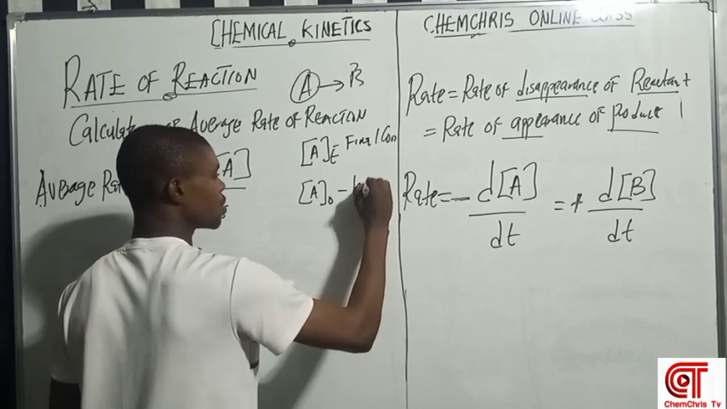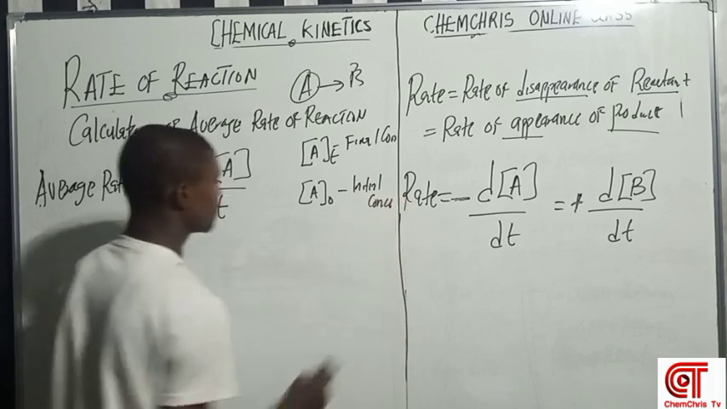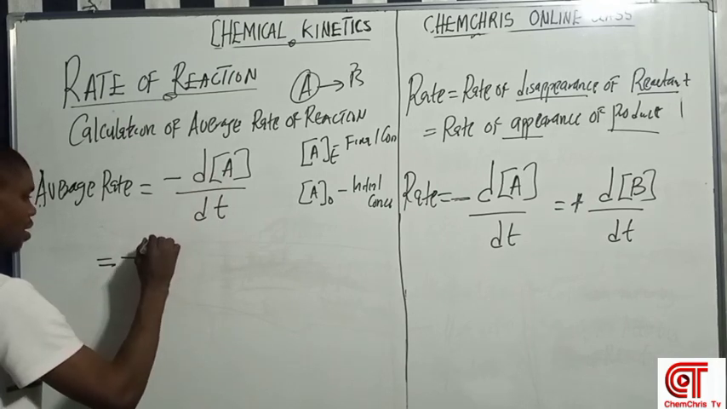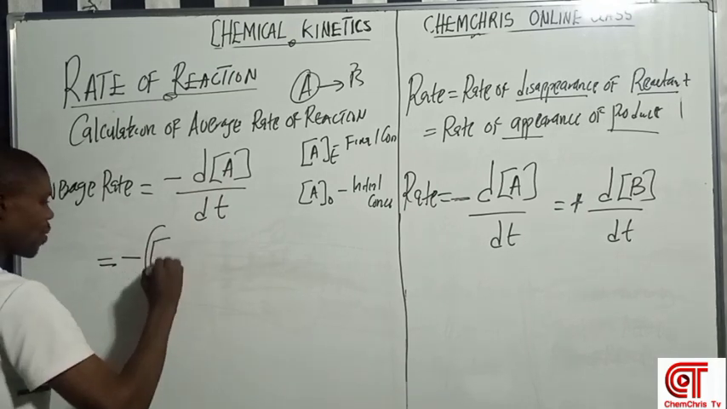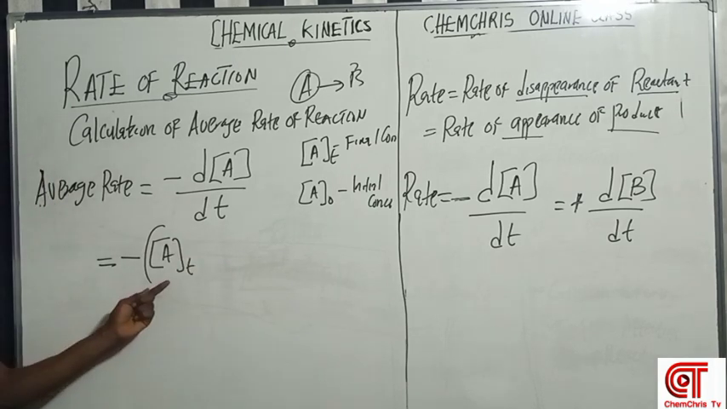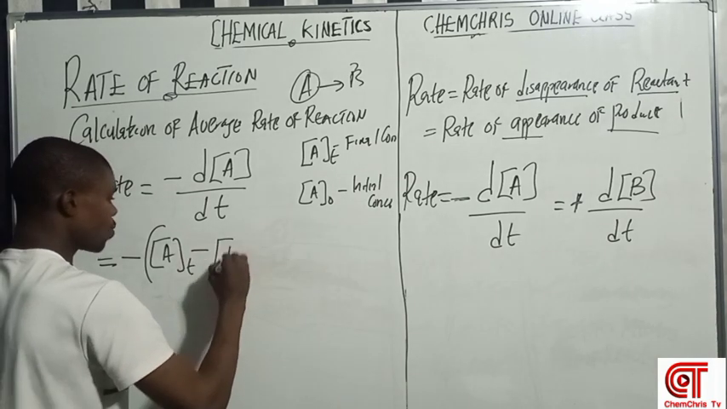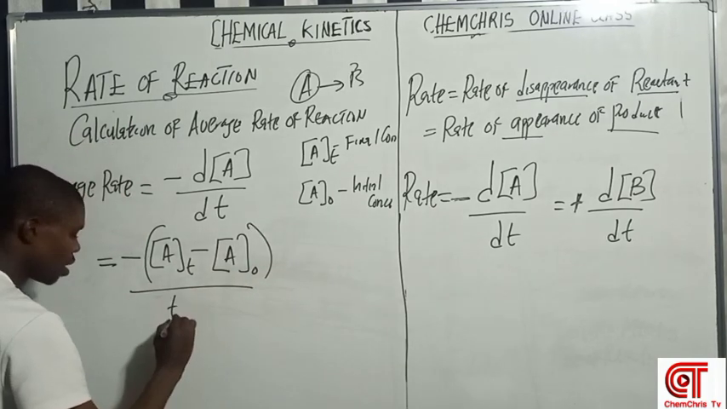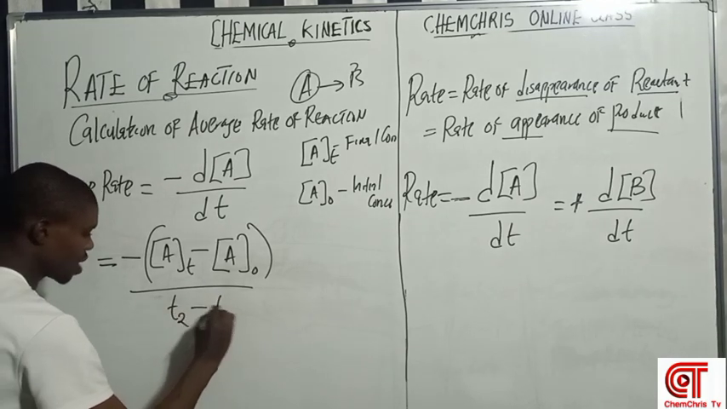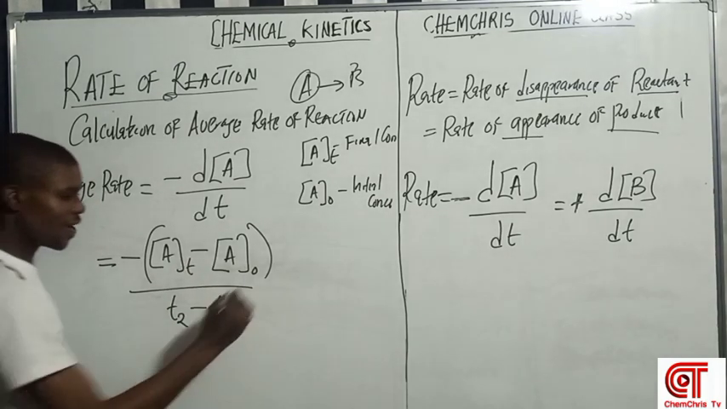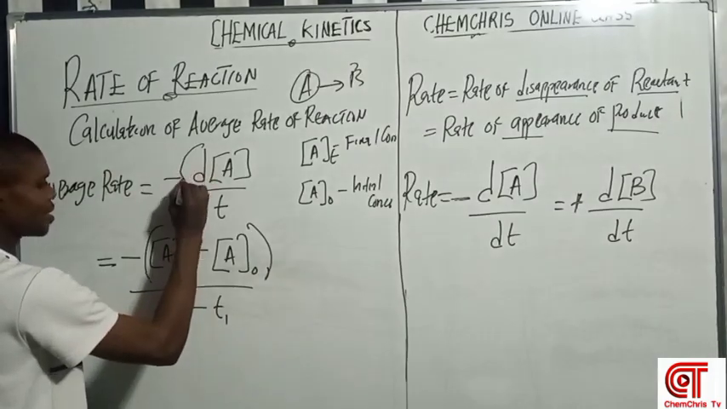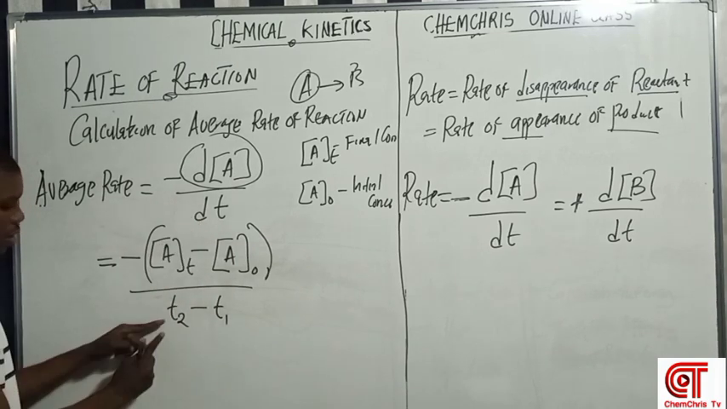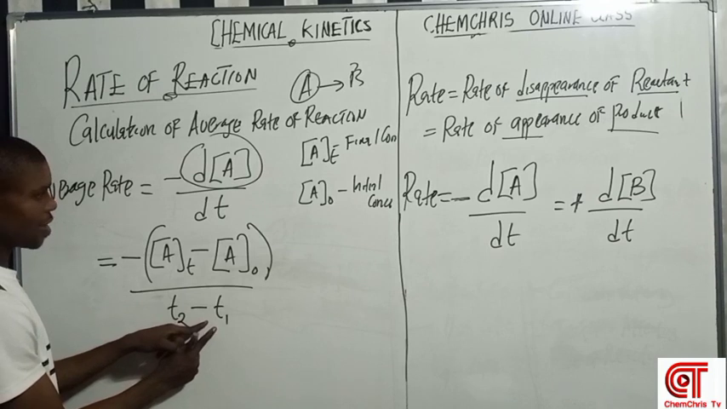Here we have the initial concentration, right? So if you input it there, it's going to be minus, in brackets, the final concentration of A minus the initial concentration of A, over the final time minus the initial time. You see that it's very, very important here. This one is final minus initial, and this one is the final time minus the initial time.